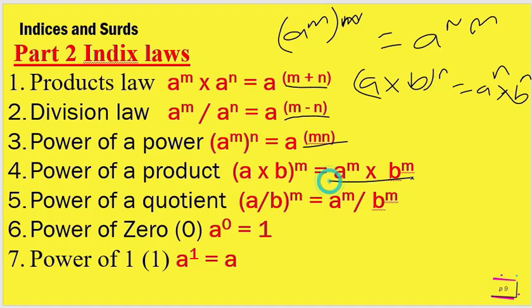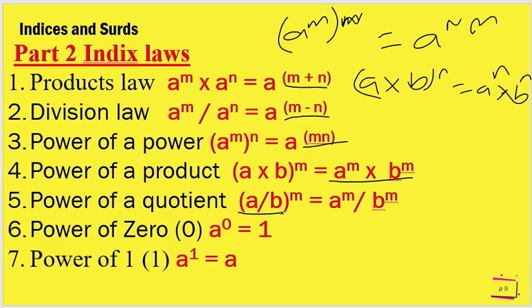So as given there. The other row of indices is whereby we have power of a quotient. This one is a power, but we have two numbers dividing but sharing the same power. So this means for this case, a divided by b power m will be a power m, then divided by b power the same m.